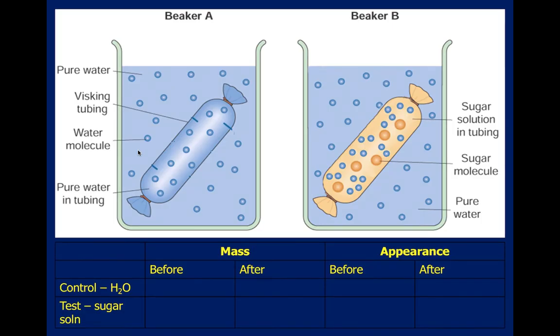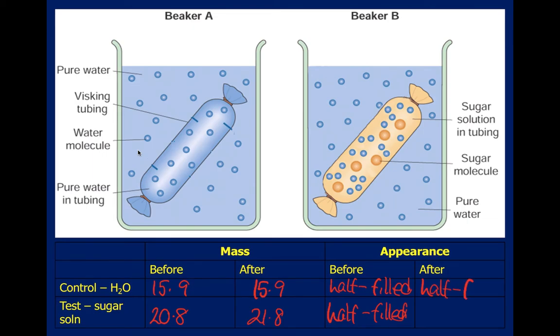Alrighty, so you should have had a look at the video by now, and the data that you should have collected should have been 15.9 before, 20.8 before, 15.9 before, and 21.8 before. Your appearance, you would have roughly started with your visking tubing half filled, and after this should be still half filled, so there should be no change.